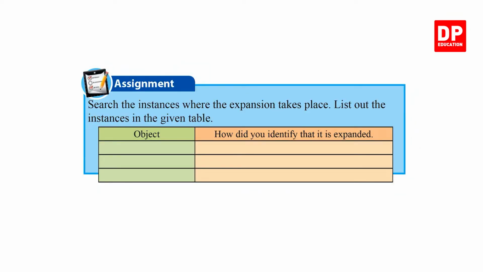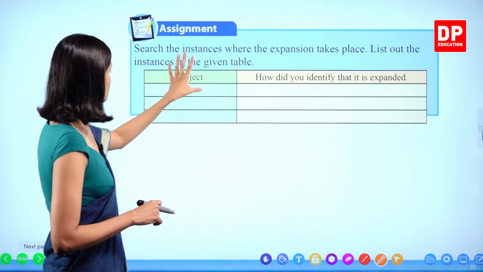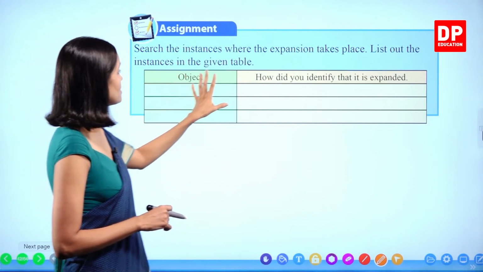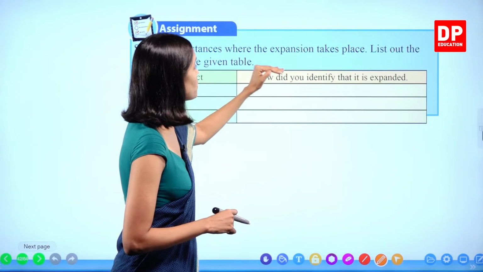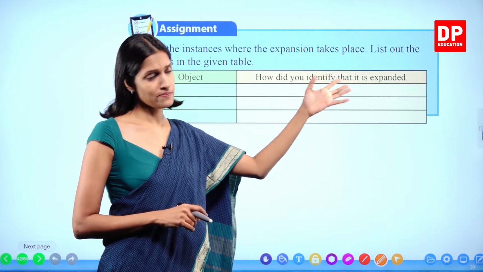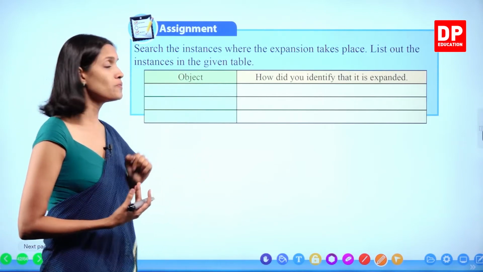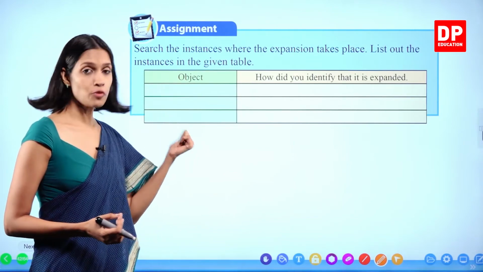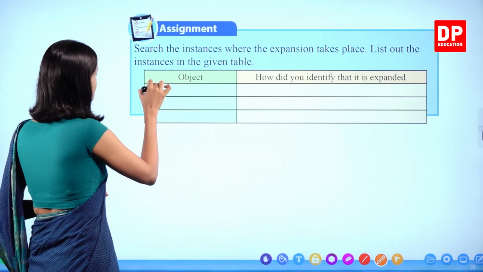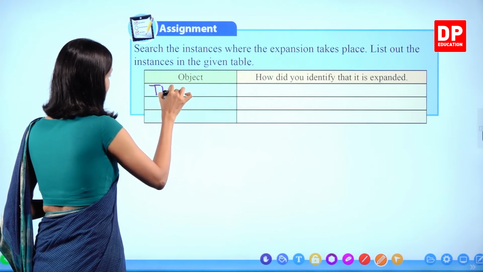We have an assignment to do. Search for the instances where expansion takes place. List out the instances in the given table. You can look into these types of examples by reading books, and you can search the internet. Okay? So how to do this? In this column we have to write the object, and in this column you have to write how you identified that it is expanded. Some of these instances we already discussed, right? For the object, we can start off with a thermometer. Let's write the first one. Thermometer. First object.